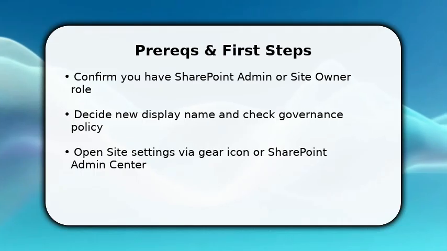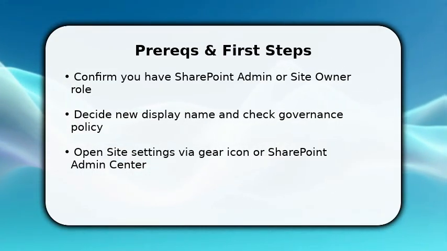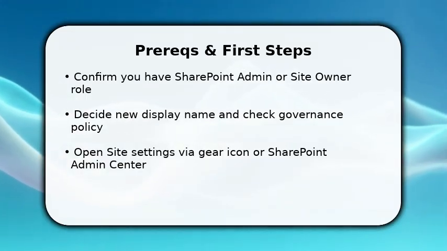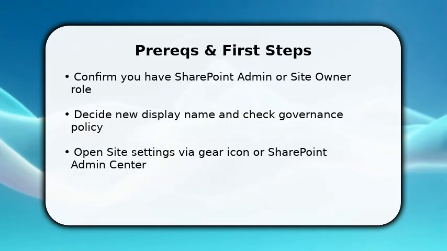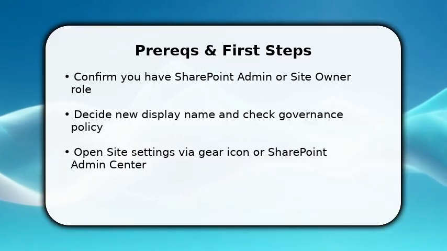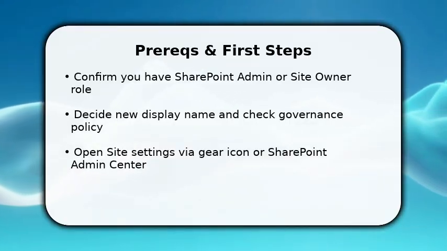You start with two essentials: permissions and a chosen name. Make sure you are a site owner or SharePoint admin. Without that, you cannot complete the change. Once ready, open the site and click the gear icon, then Site Information to begin editing. You do this now because it saves time and avoids site-level locks.